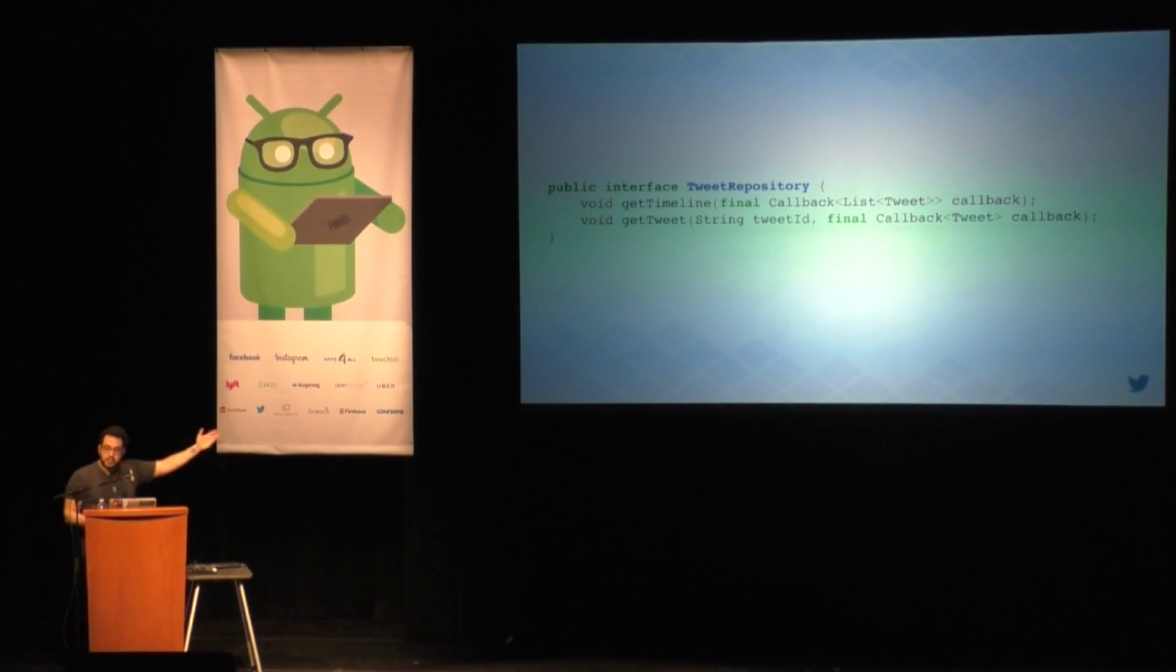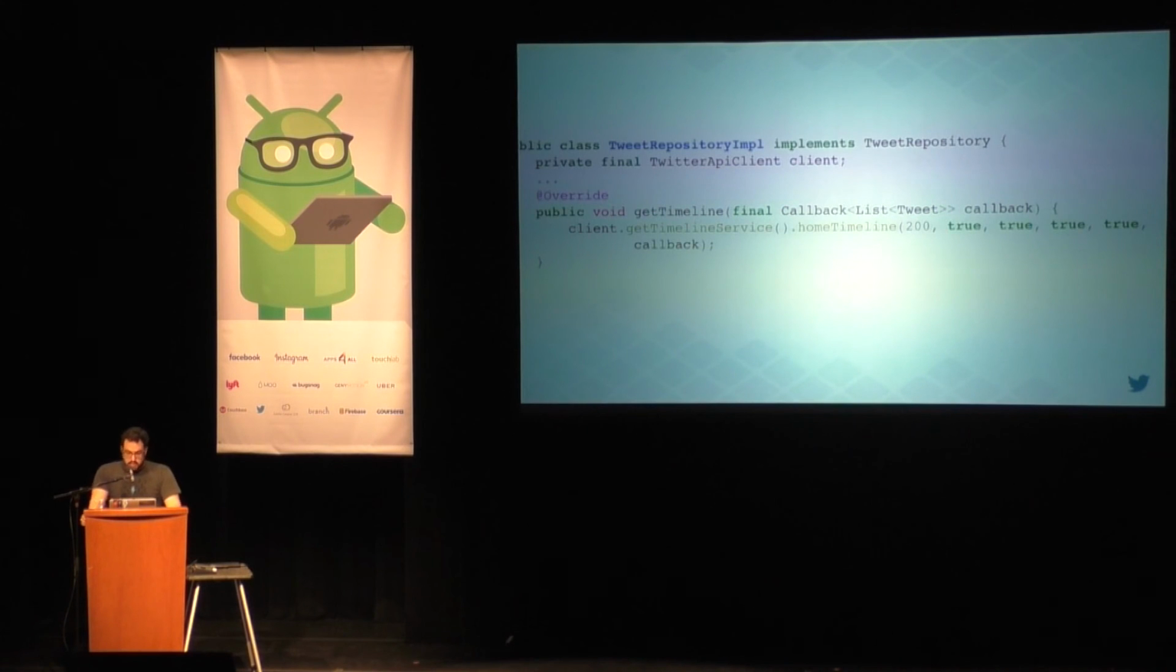Cool, so this is the tweet repository. It has get timeline and get tweet, right? Because that's what we want. We want to get the timeline, and then we're going to process those tweets and get the most retweeted images and links. So it's going to be as simple as that.